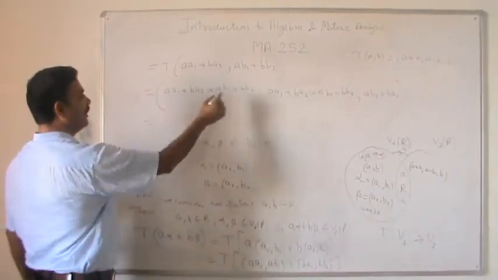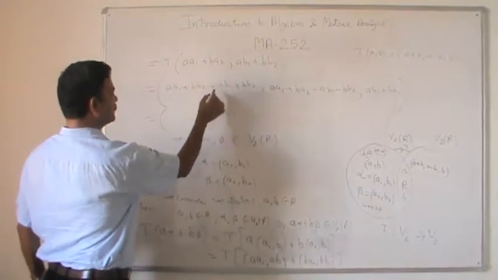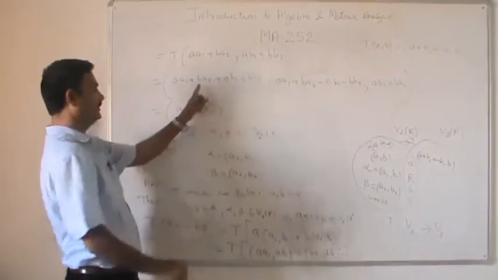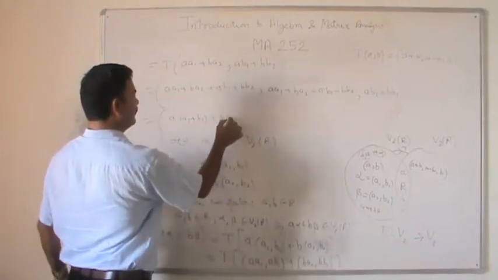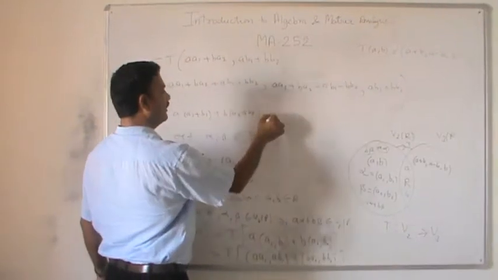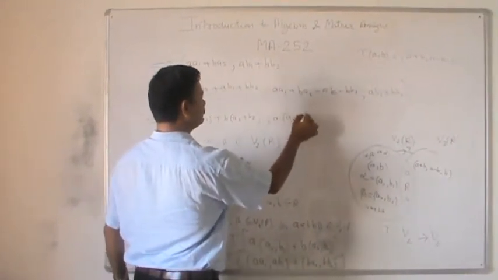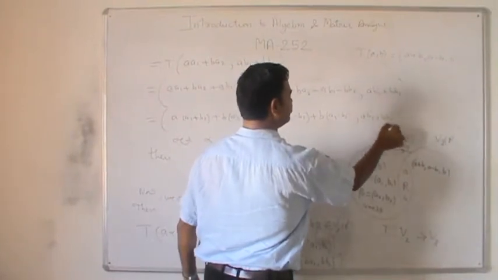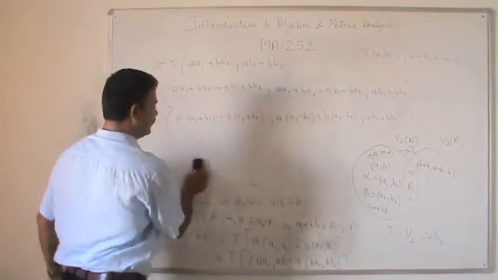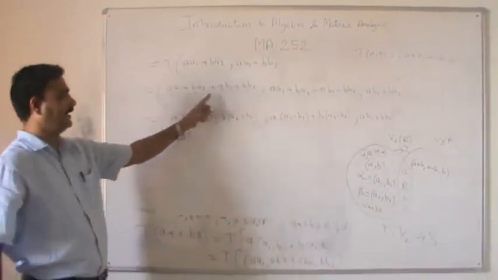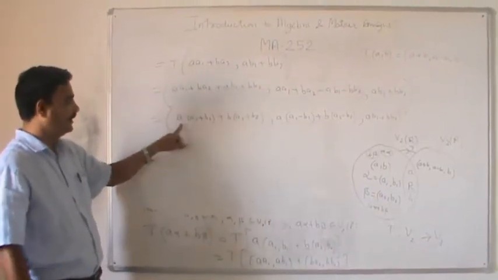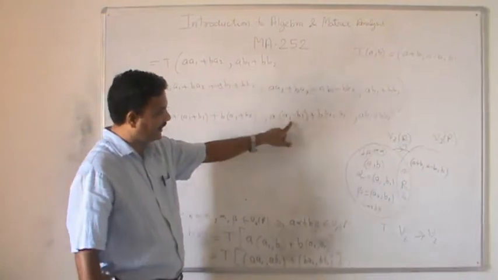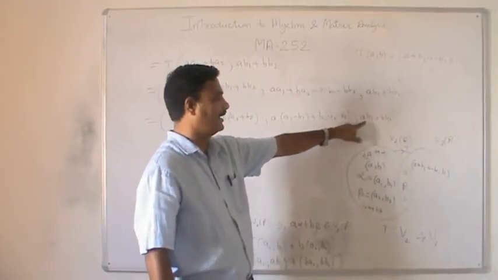Now further, we choose a as common, since in these two terms we have a as common. So the remaining is just a1 plus b1. And in these two terms we find b as common, so we just choose b as common, and the remaining is a2 plus b2. Again, a1 minus b1 plus a2 minus b2. And finally a b1 plus b b2. So we choose a and b wherever we find them common. So it becomes a times (a1 plus b1) plus b times (a2 plus b2) comma a times (a1 minus b1) plus b times (a2 minus b2) comma a b1 plus b b2.